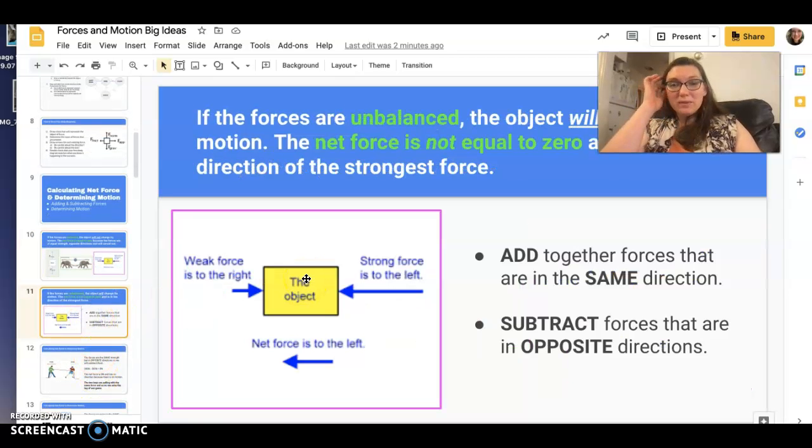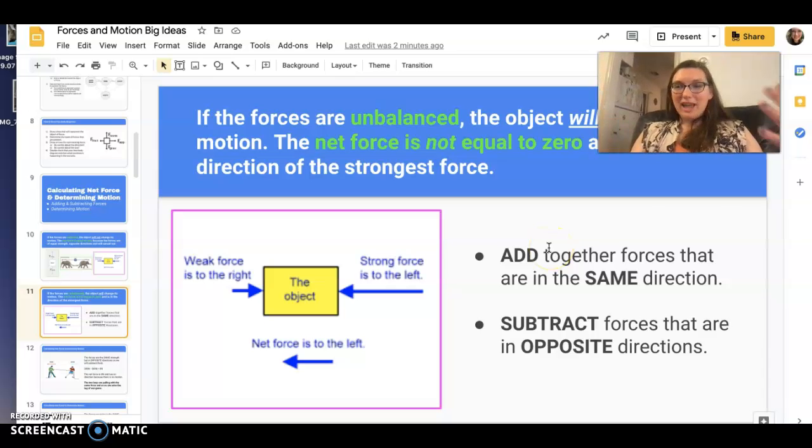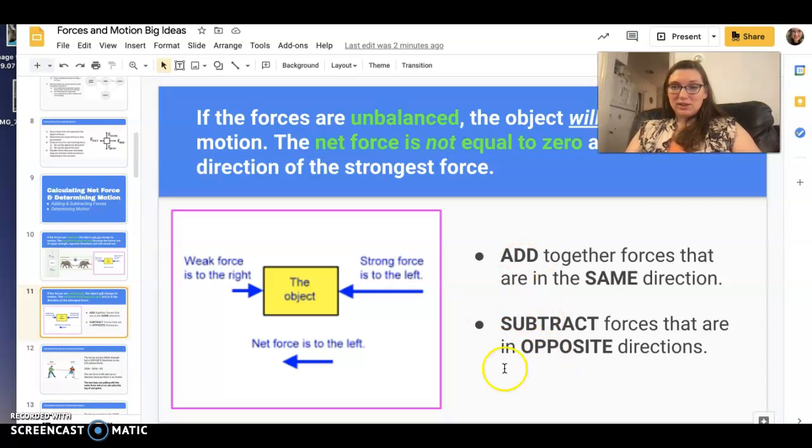But if the forces are unbalanced, the net force is going to be not equal to 0. So you can tell that just by looking at the size of different objects. If you add the forces together, you're either going to add or subtract them. If they're going in the same direction, you add them because those forces are adding on to each other. If they're going in opposite directions, they're canceling each other out. So you're going to subtract that and find out which one is the stronger force.